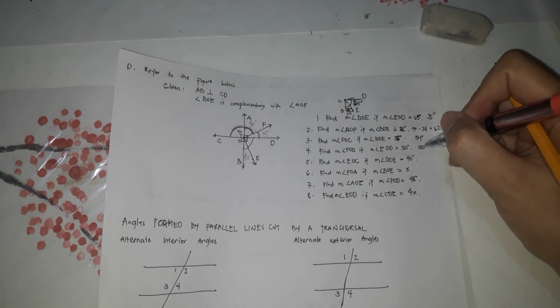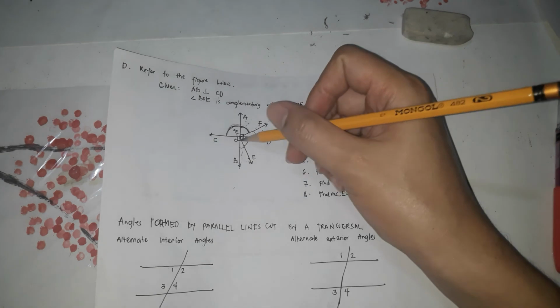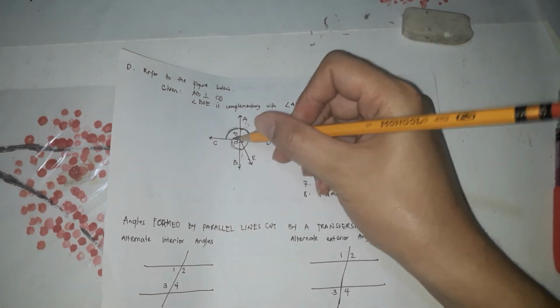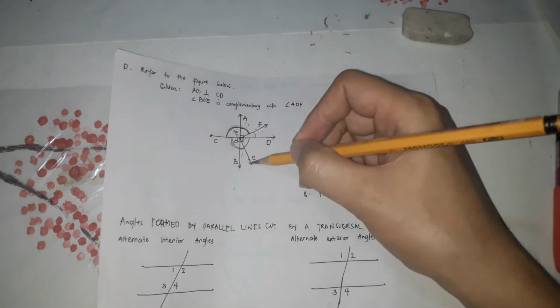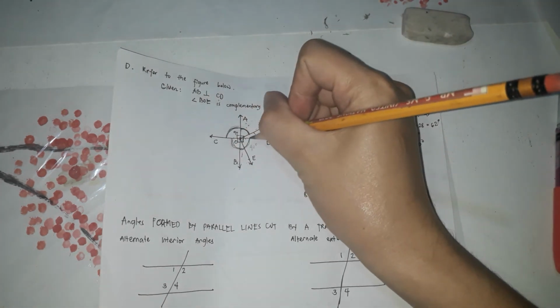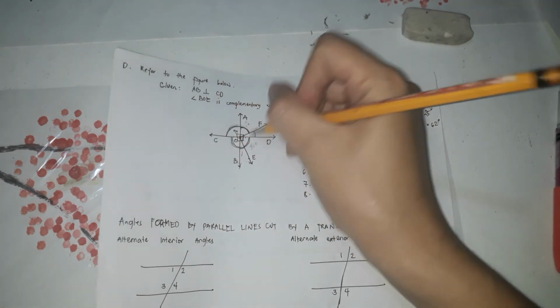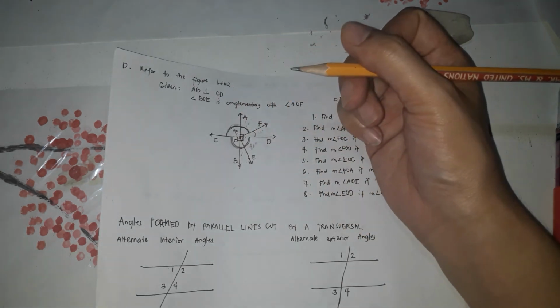Next. Erase first. So, EOC, hanapin natin si EOC. If DOE is 40 degrees. So, as you can see, ito siya at saka ito form a line, linear pair. And this linear pair means it is 180 degrees. So, 180 minus 40. Yan na natira. That's 140 degrees.